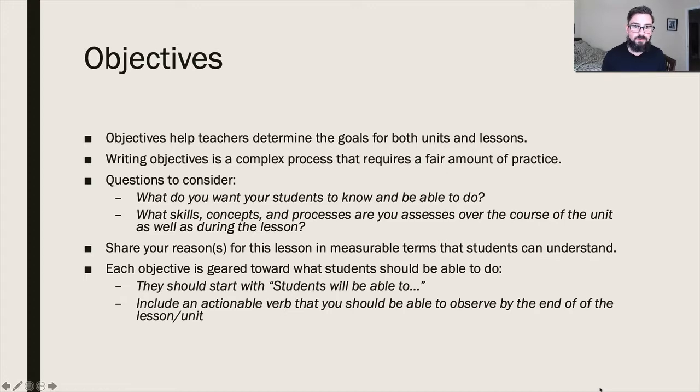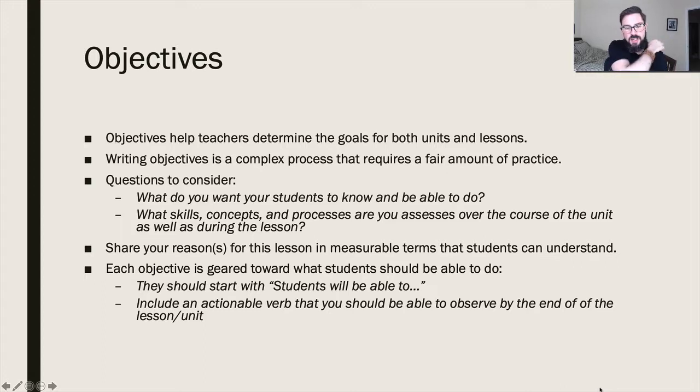Questions to consider: what do you want your students to know and be able to do? What are the skills, concepts, and processes that you are assessing throughout your lesson? So you're going to share your reasons for this lesson in measurable terms that students can understand. So you do want them to be written in a simple way so that students can understand them. And a lot of schools require you to post your objectives somewhere on the board so that students can see what they are expected to do each day.